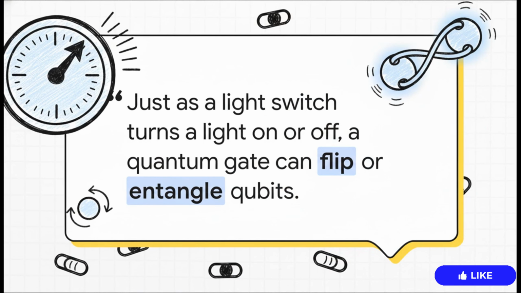This is a perfect way to think about it. A quantum gate is like a really sophisticated dial. It doesn't just turn a qubit on or off. It can rotate its state, tweak its probability, and even do something mind-bending, like linking the fate of one qubit to another. That's a property called entanglement, and it's a whole other level of weird.